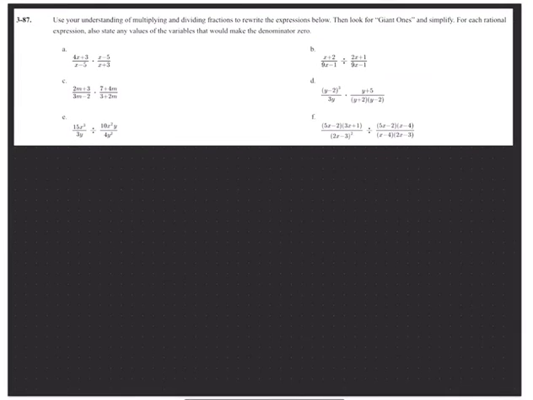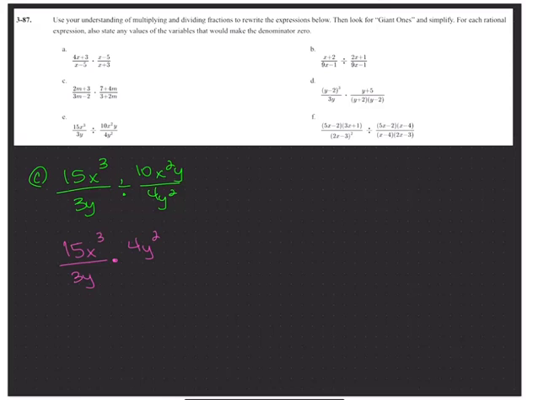On C, we have 15x to the third over 3y divided by 10x squared y over 4y squared. So if we are dividing, we're multiplying by the reciprocal. So we would have 15x to the third over 3y times, now in the numerator would be 4y squared, and the denominator would be 10x squared y.